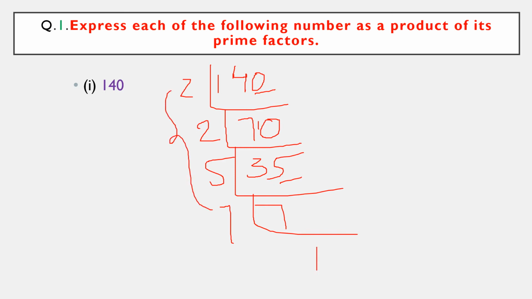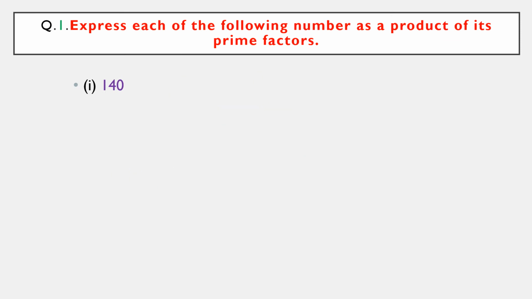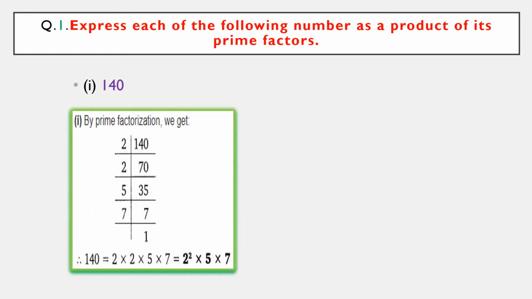Now you should write them in product, means you should multiply them, you should write these prime factors with a multiplication symbol in between. As 2 occurs 2 times, you should write 2 square into 5 one time, so write 5 as it is, into 7. So your prime factorization of 140 will be shown like this. He just asked you to write the product of its prime factors, so we have written the product of its prime factors.